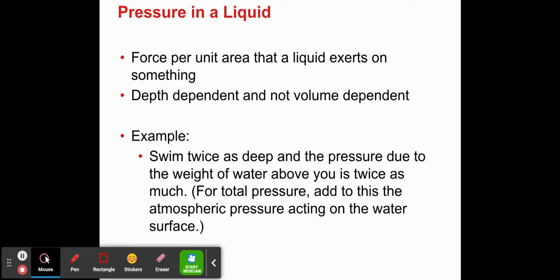So for example, swim twice as deep and the pressure due to the weight of water above you is twice as much. So if you're swimming and you're going deep down in the water, you will experience more pressure than someone that's closer to the surface. Because for you to obtain the total pressure, you need to add this to the atmospheric pressure acting on the water surface. So the pressure due to the water plus the atmospheric pressure. And we are going to learn what atmospheric pressure is very soon.